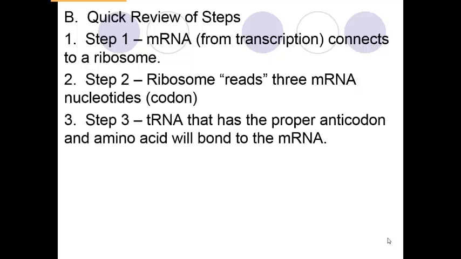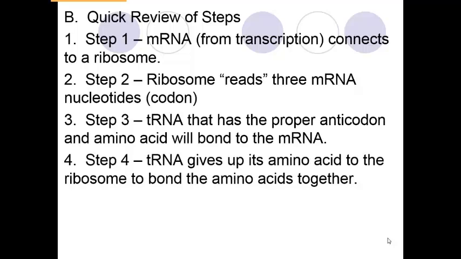The tRNA, which is transfer RNA, is going to bring the proper amino acid, the correct amino acid, and it is going to bond to the messenger RNA strand. At that point, the tRNA is going to give up the amino acid that it has been holding on to. It's going to give that up to the ribosome, because the ribosome's job is to bond those amino acids together, which ultimately make the protein. Proteins are made from those amino acids.